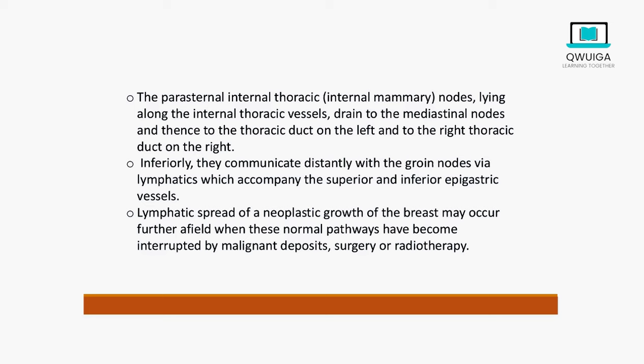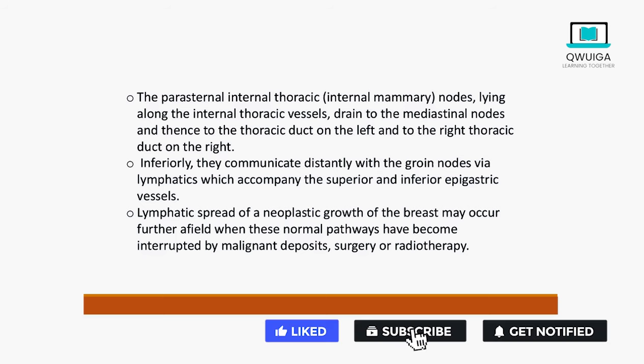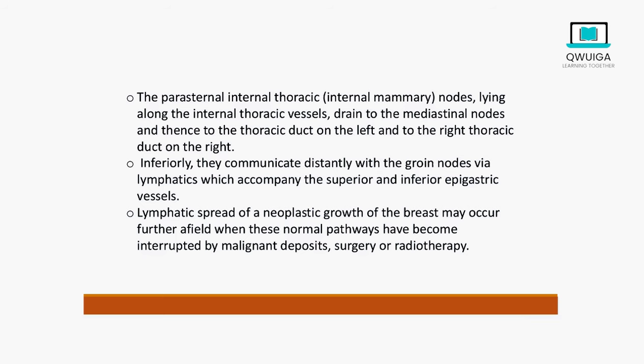Now, this explains how easily neoplastic growth of the breast can give off malignant growth that goes to other parts of the body, further afield, and interrupt the lymphatic movement there, and cause a lymphatic spread of the neoplastic growth there, causing cancer in different areas of the body other than the breast.